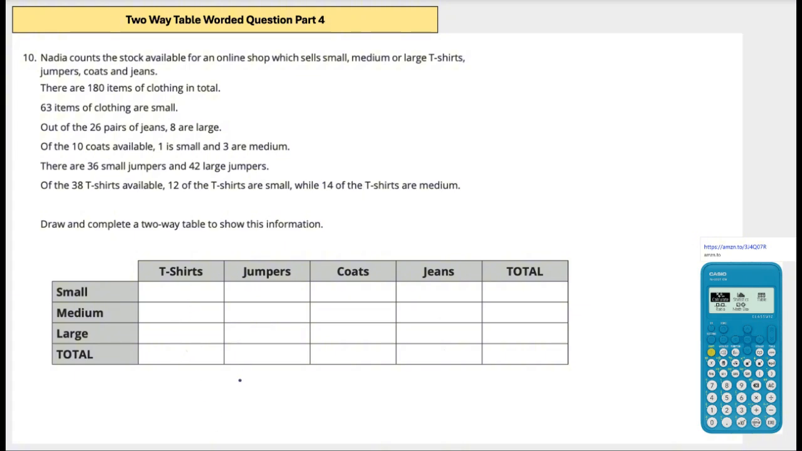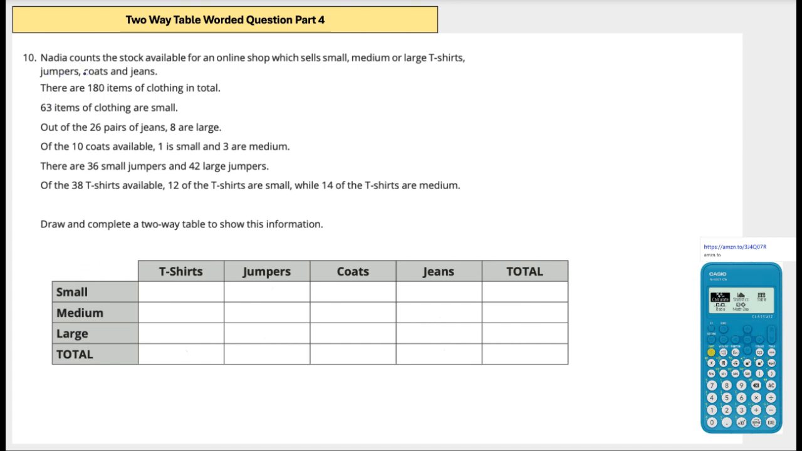So this is the bare bones, really. I've got t-shirts, jumpers, coats and jeans, and the total; small, medium, large, total, because I've already gone through it all. So I know what products there are, but I still haven't put the maths in. So I'm going to do that with you.